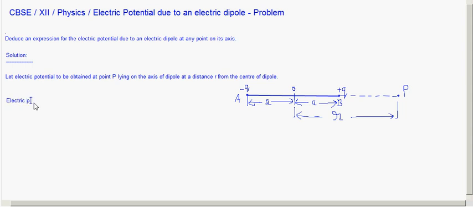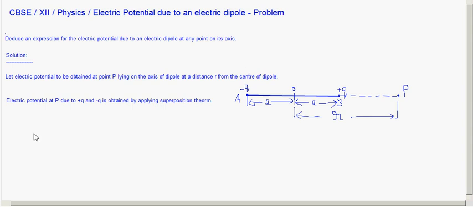The electric potential at P due to plus q and minus q charges is obtained by using the principle of superposition, that is, by applying the superposition theorem.